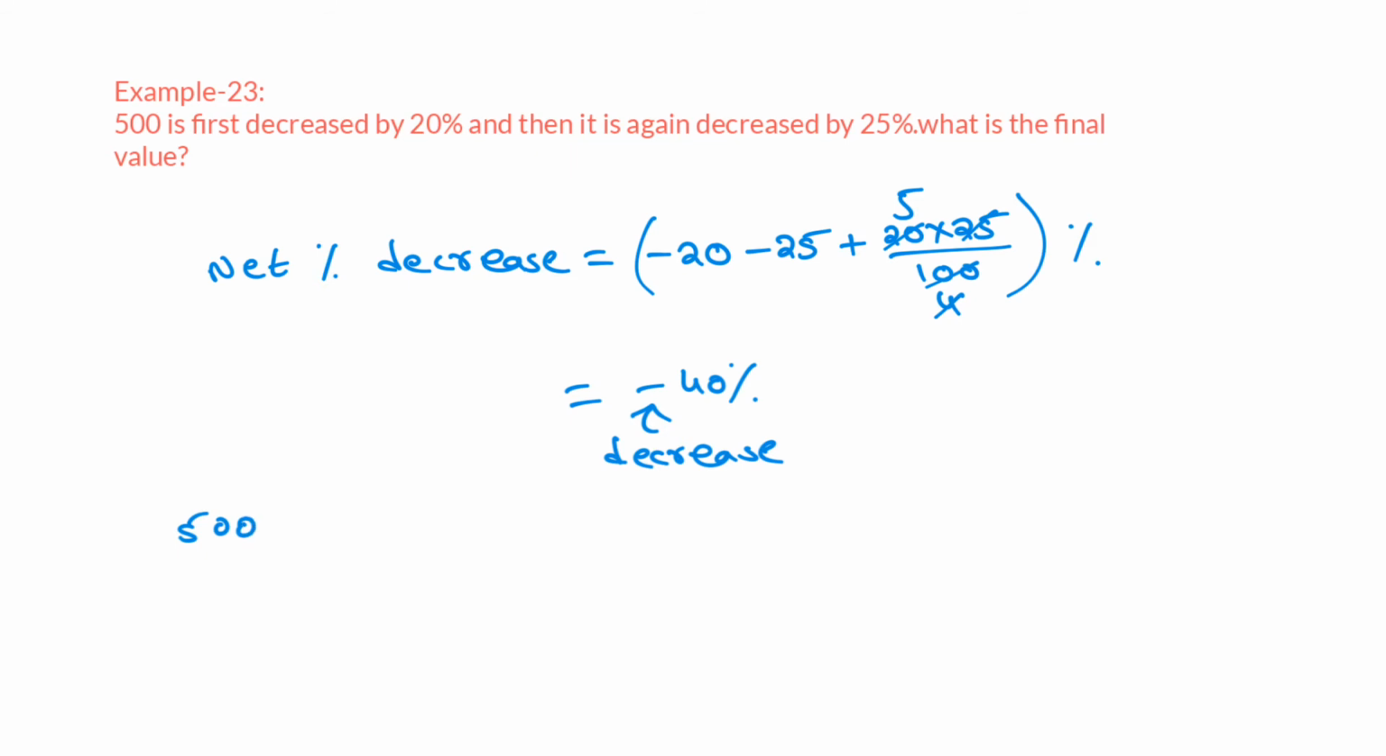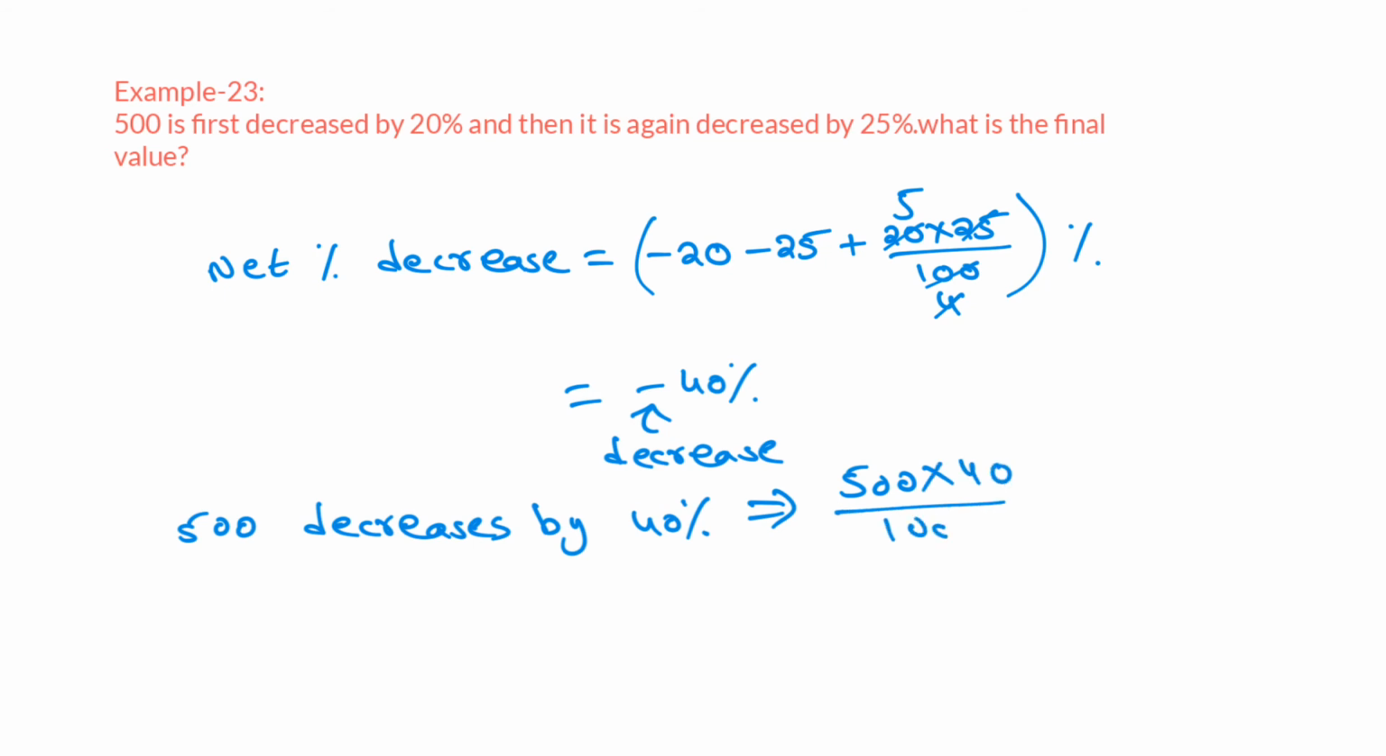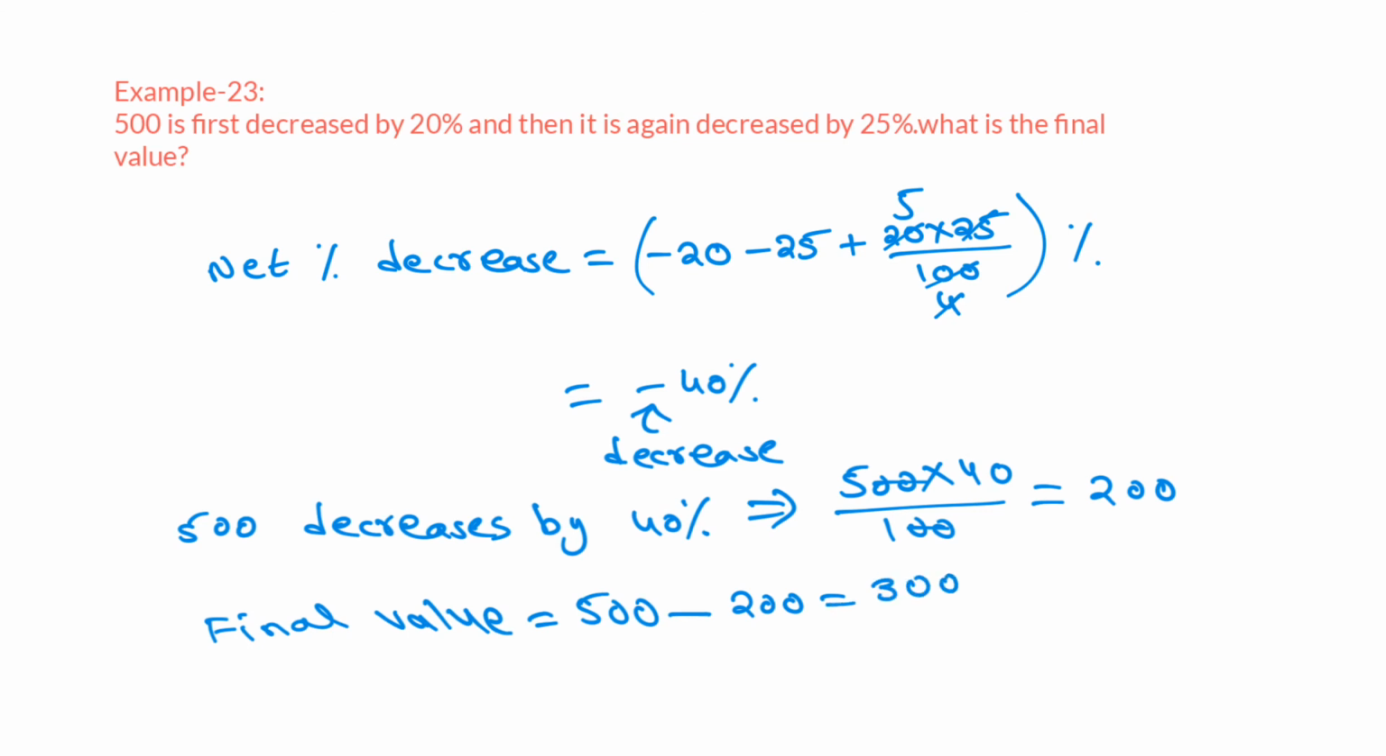So the value 500 decreases by 40%. So it would be 500 times 40 over 100. So it is equal to 200. So we need the final value, which is equal to the initial value minus the decreased value, which is equal to 300.